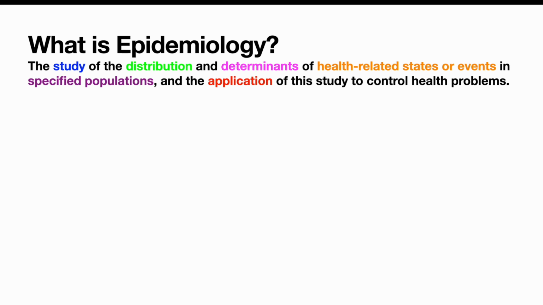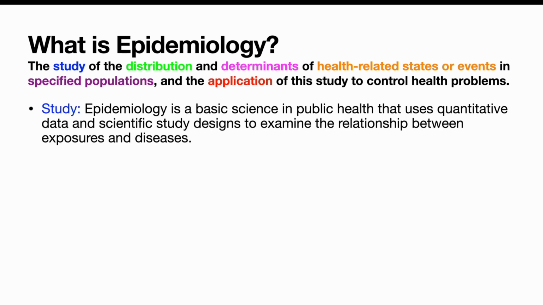So then, what actually is epidemiology? So we are given this definition. It is the study of the distribution and determinants of health-related states or events in specified populations and the application of this study to control health problems. Well, there's a lot going on in that definition, so let's break it down.